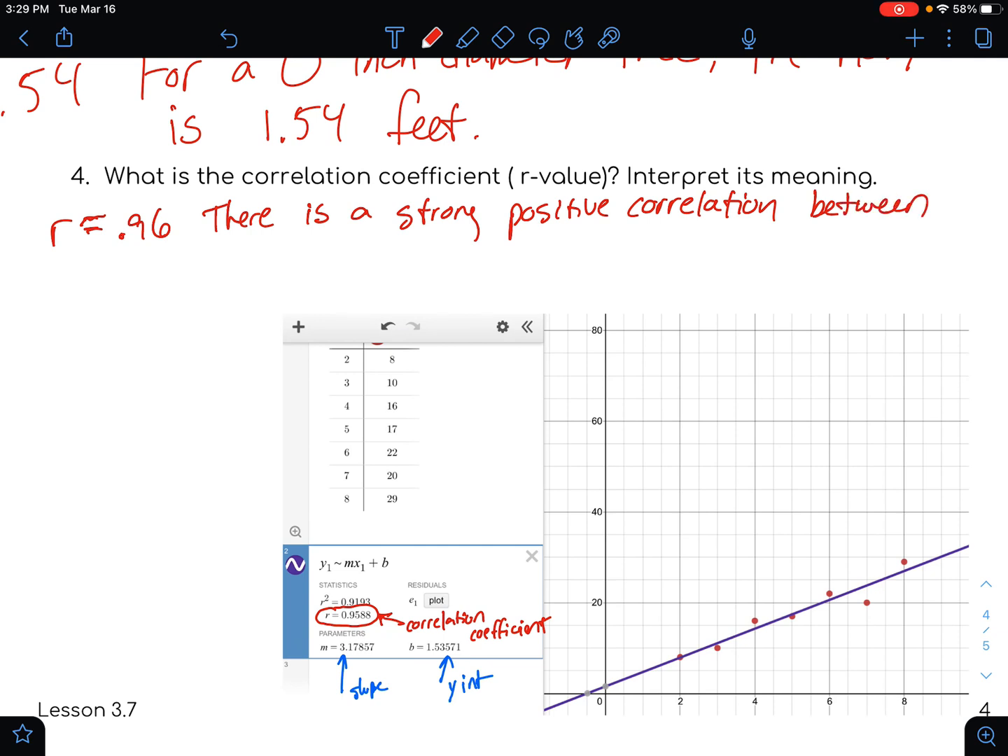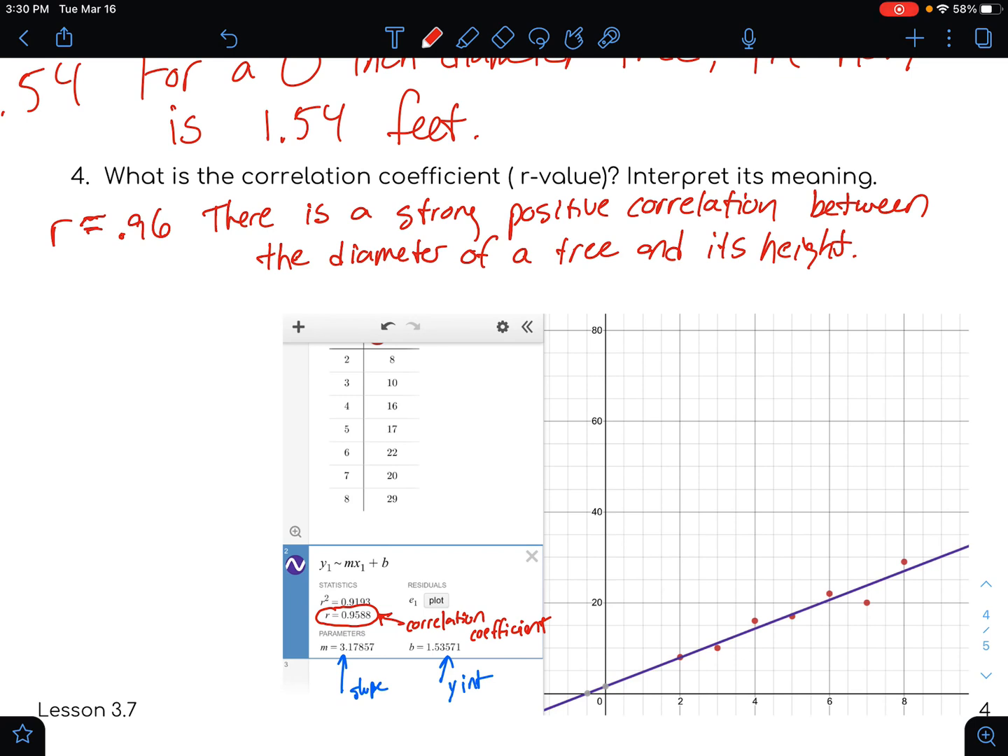between the two variables, in which case the two variables in this case are the diameter of a tree and its height. That should make some logical sense, right? As the diameter, as the distance across the tree grows, so should the height.